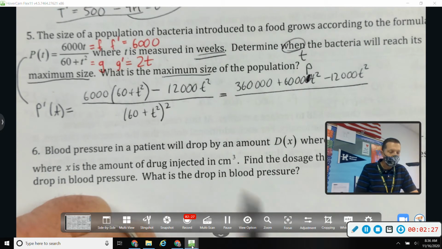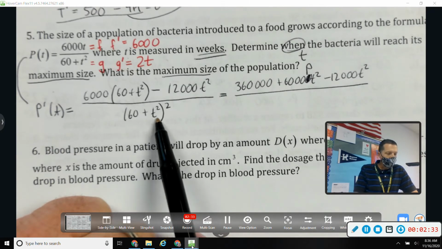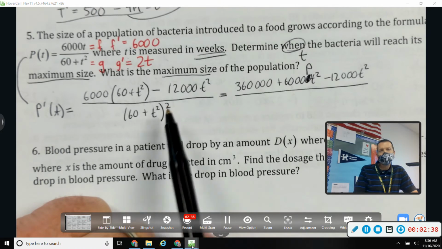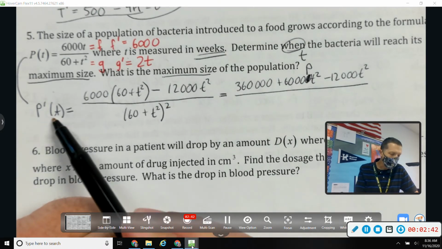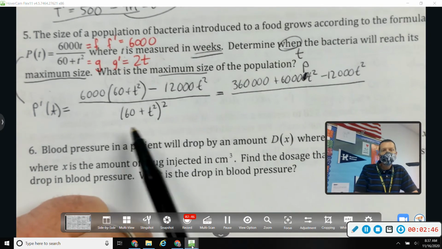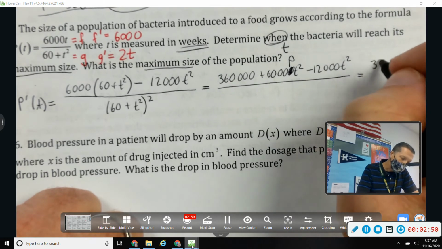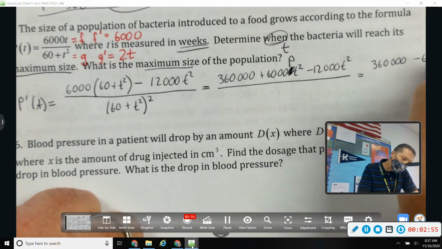All over. I am not squaring that out, and I'm not going to mess with that because it's never going to be 0, right? If I square something, it's positive. If I add 60, we're positive. If I square it again, I'm positive. So I'm not really worried about this. I'm trying to set P prime equal to 0 or undefined, but the bottom's never going to be 0, so I'm not really worried about cleaning that up. I am worried about the top. 360,000 minus 6,000 T squared.